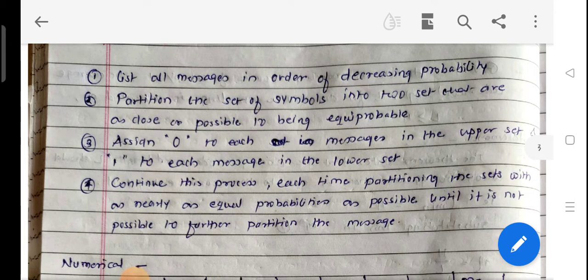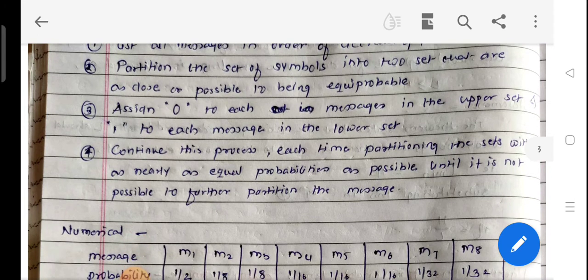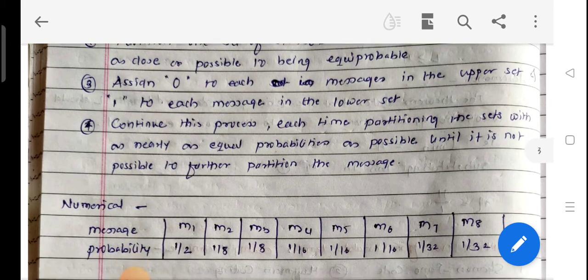Now assign 0 to each message in the upper set and 1 to each message in the lower set. So for whatever two sets we get, we assign 0 to all the messages in the upper set and 1 to all the messages in the lower set. Next, we continue this process, each time partitioning the set into parts with probability as nearly equal as possible, until it is not possible to partition the messages further. So these are the four steps involved in generating the Shannon-Fano code.